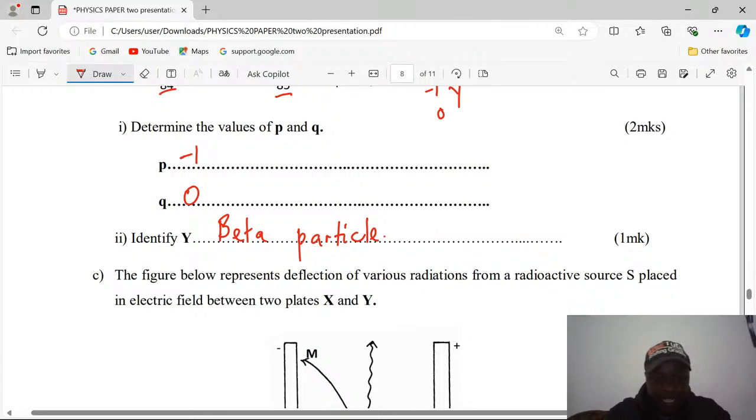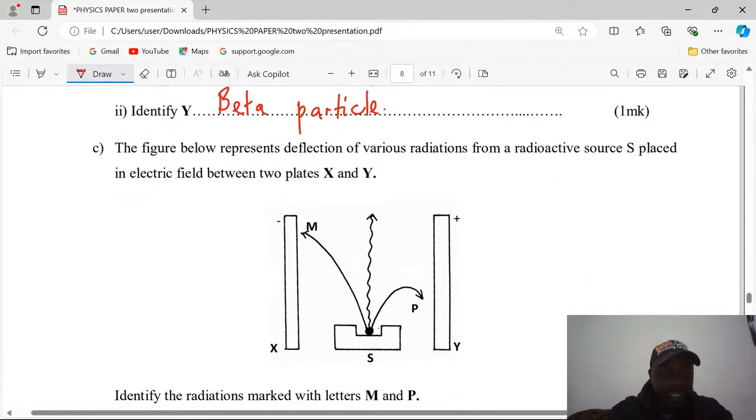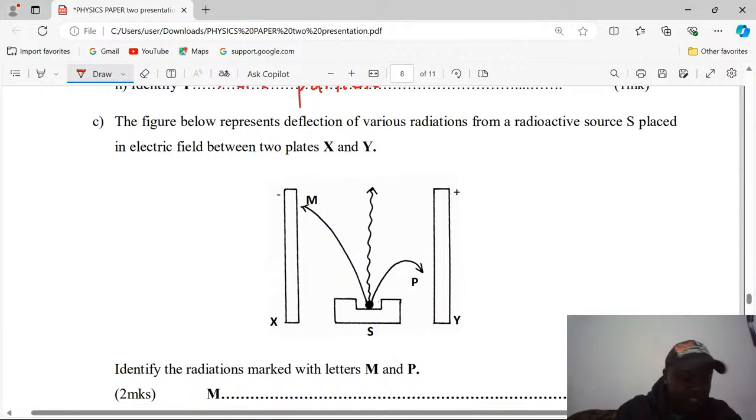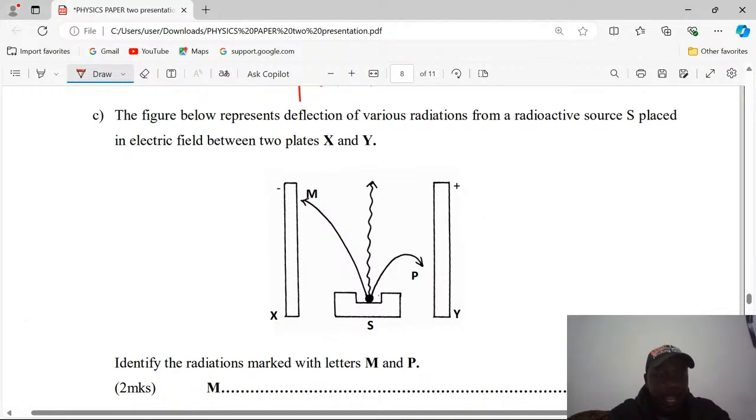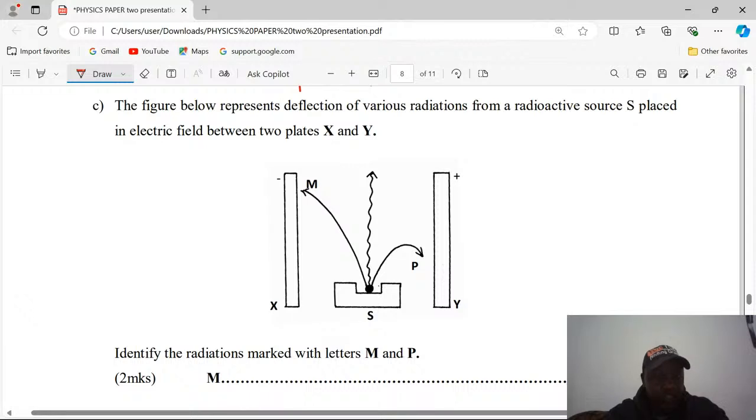Continue inviting friends. Let's look at Part C now. The figure below represents deflection of various radiations from a radioactive source S placed in an electric field between two plates, X and Y.